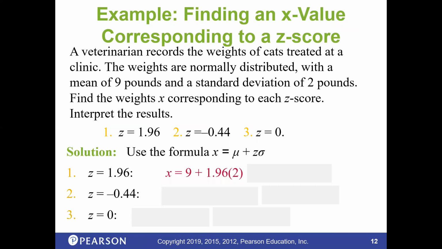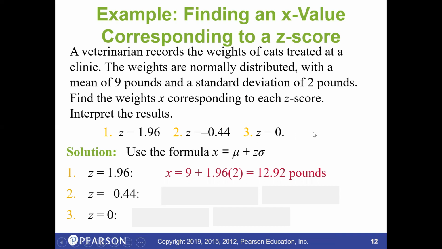Perfect. Just plug into the formula: 9 plus 1.96 times 2. Punch it into the calculator: 12.92 pounds. We're good. Do that on a calculator real quickly, and I want to see if anybody has issues with it. If not, we'll keep going. I've got a positive z-score, a negative z-score, and z equals 0. We should get familiar now with what z equals 0 means.